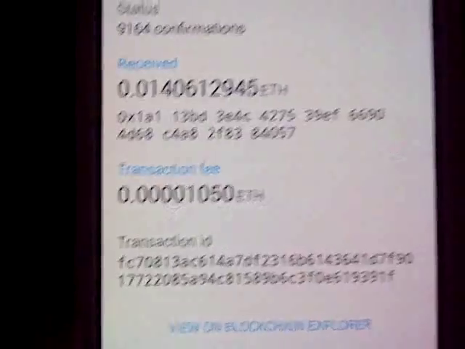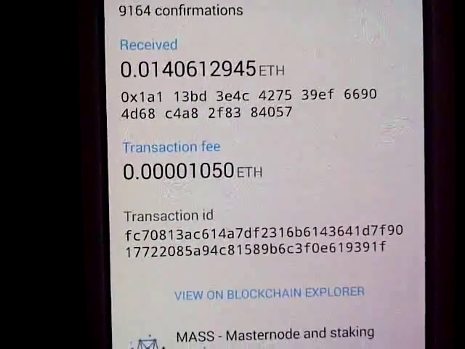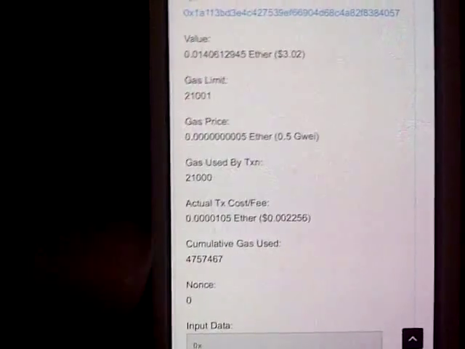Hold on, let me cut in, cut out real quick. All right, I'm cutting back in now.